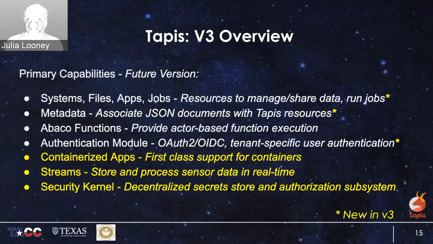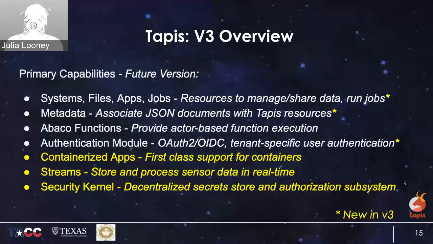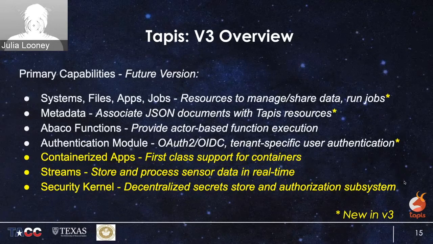The first thing is that we have first-class support for containers. All applications that are going to run in version 3 will be run from images in containers. We'll be supporting Docker and Singularity to begin with. We'll also be able to store and process sensor data in real time through a Streams API. And we are going to implement a decentralized secrets store, which also provides an authorization subsystem.